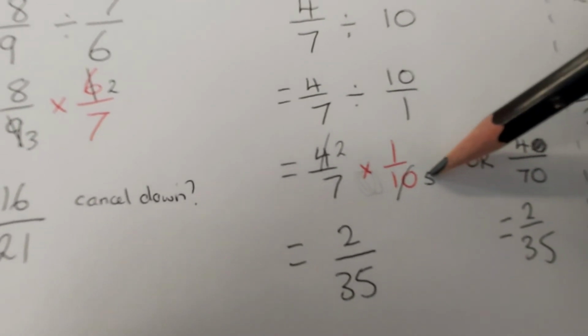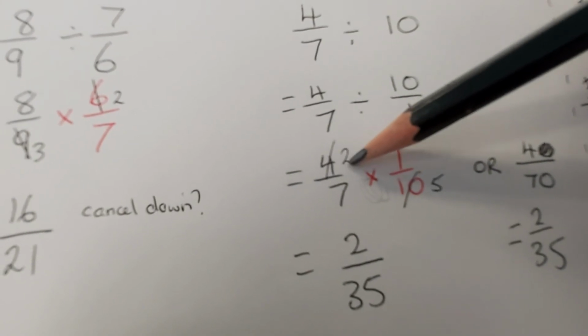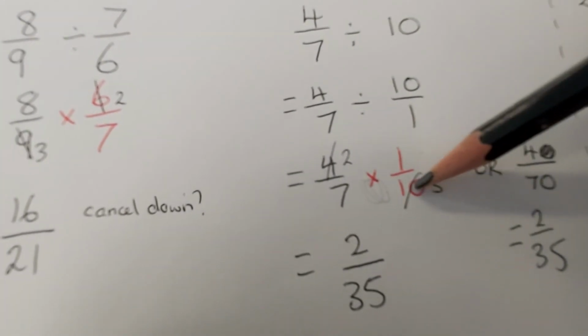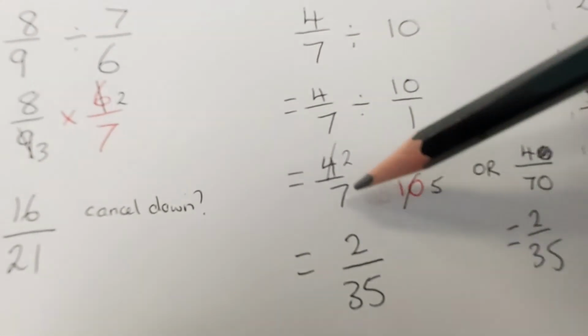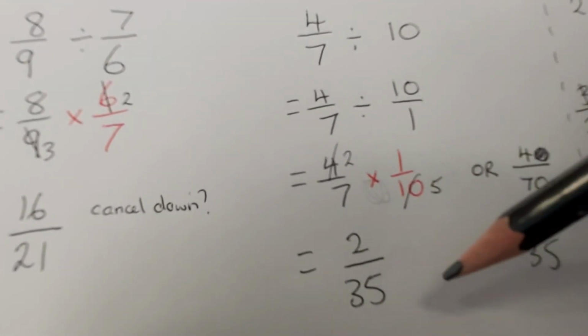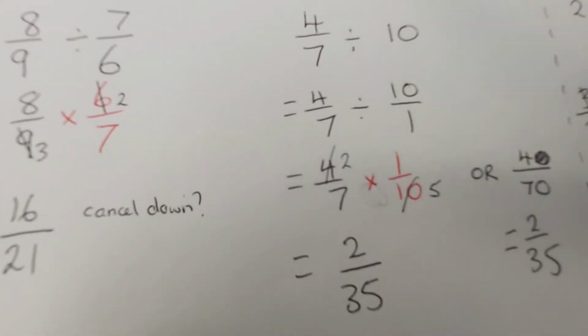So I've cancelled down here at the start again. I've got a 4 and a 10. I know that 2 goes into 4 twice, and 2 goes into 10 5 times. So 2 times 1 gives me 2, and 7 times 5 gives me 35. If you cancel down the other way, don't stress.